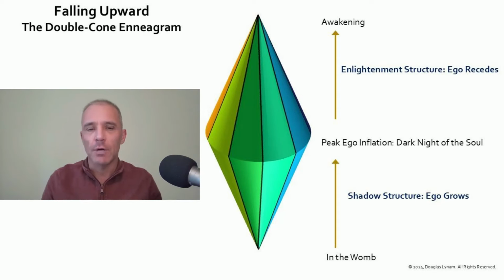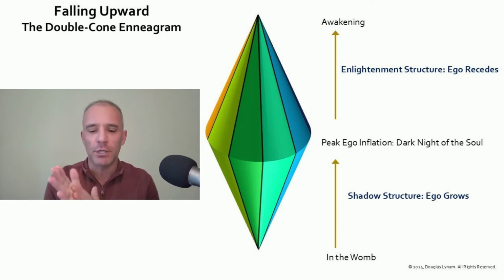But this is really kind of the meat and potatoes of the Enneagram. And what we're going to look at is what I call the Falling Upward, or the Double Cone Enneagram. And I've named this in honor of Richard Rohr, who wrote a book called Falling Upward. And I'm really synthesizing many of his core ideas there and bringing them into conjunction with the Enneagram. So let's look at the overview of this Double Cone Enneagram, what this looks like.